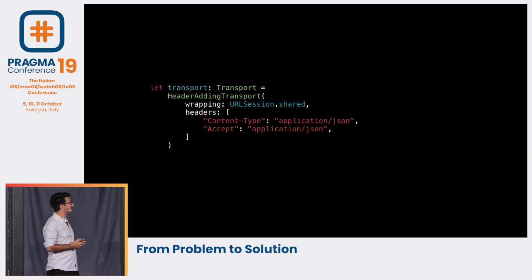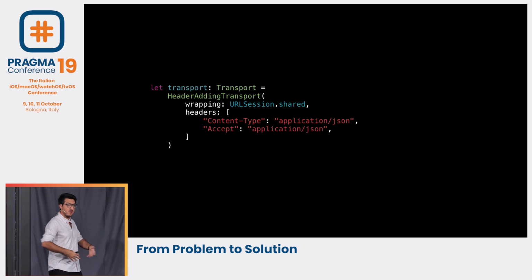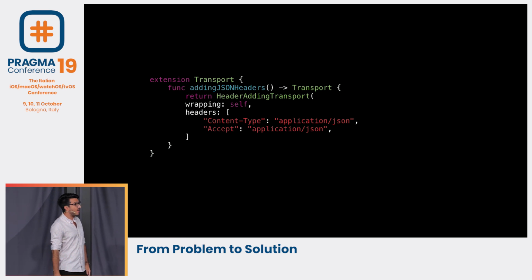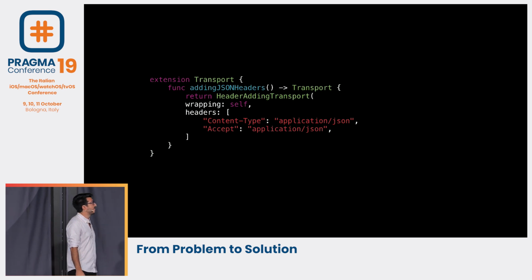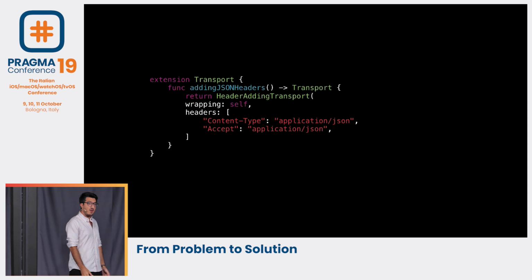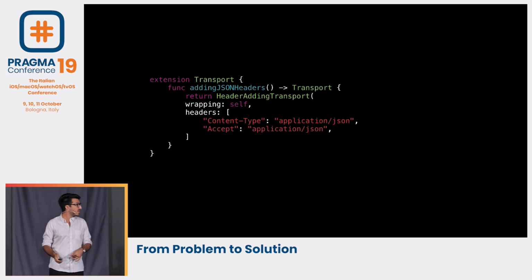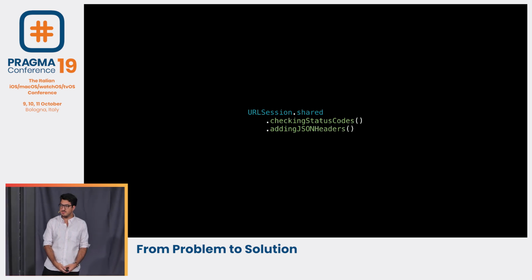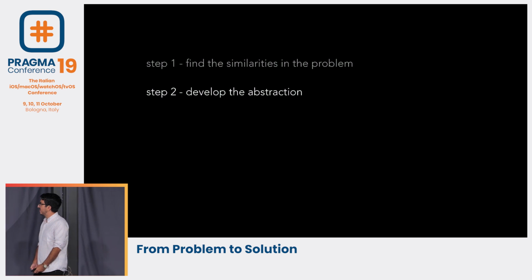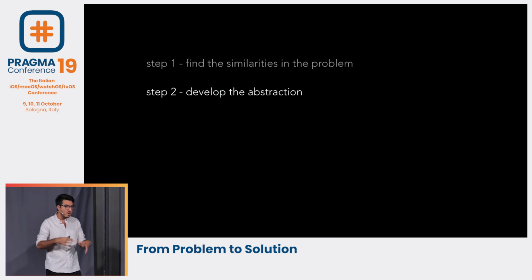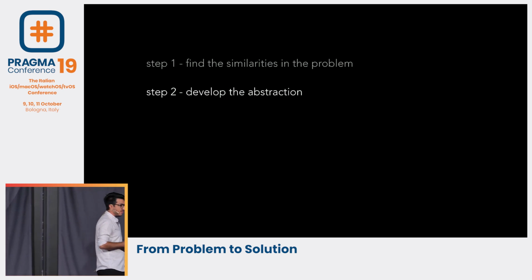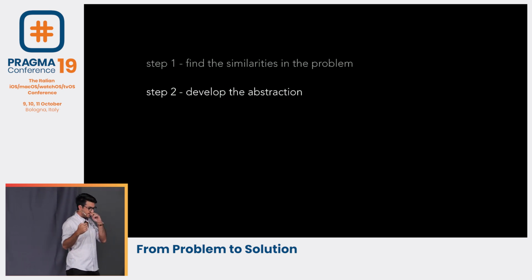And so you can write this the sort of longhand way where you create a header adding transport, you pass in what you want to wrap, you pass in the headers, or you can wrap it up in another SwiftUI modifier function. And so this gives us all the headers that we need for handling JSON with a cute little modifier right there. So you just say, URL session.shared, checking status codes, and adding JSON headers. It reads kind of cleanly. So that's pretty good. We've kind of worked with the abstraction a little bit. We think that maybe this can work out for us, right? So what's the next step?